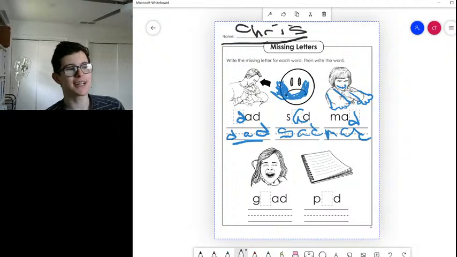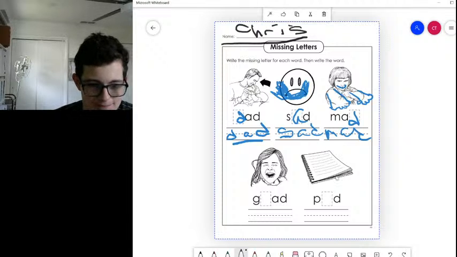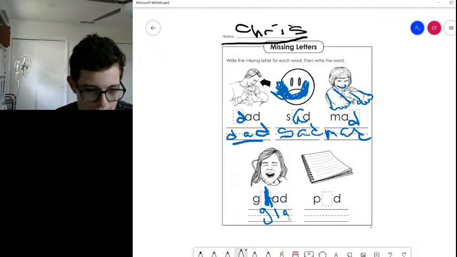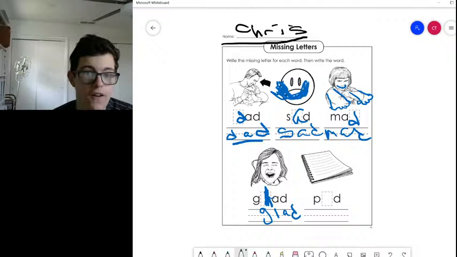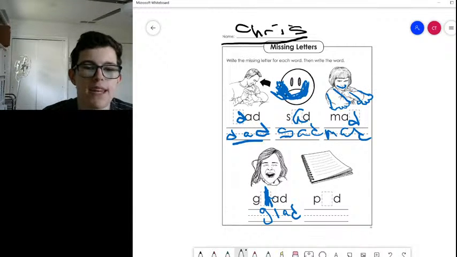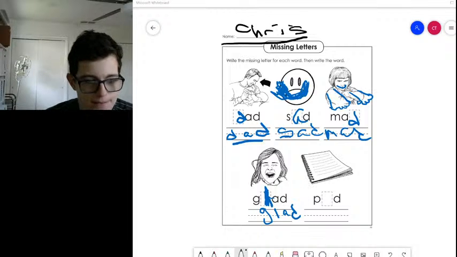Okay, our next word is glad. This girl's already happy, so we don't need to do anything. She's already happy. Make our L neater. She's glad. And then for our next and final word, I will give everyone an extra minute and 30 seconds to do that one. So in a minute and 30 seconds, I will reveal the answer to this one.